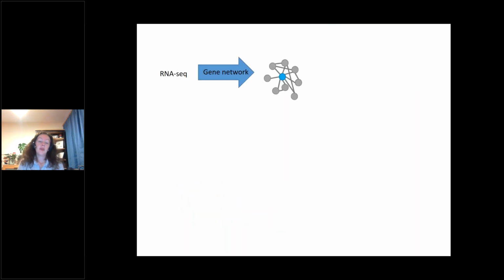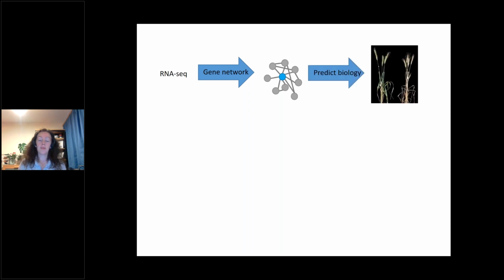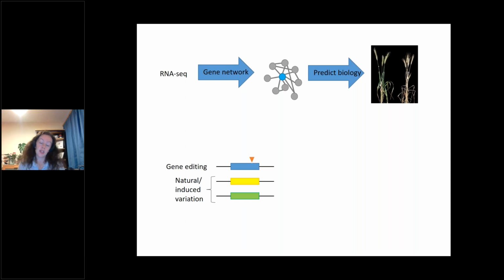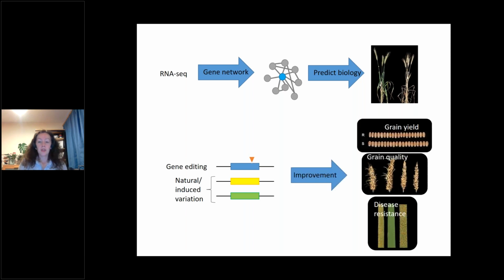Specifically, today I'm going to talk about how RNA-seq data can be used to build a gene network, and then the gene network can predict which genes will be most likely to influence our phenotype of interest. And then once we know which genes we're interested in for this specific phenotype, here I've got an example of senescence, we can start using techniques like gene editing or variation to hopefully lead to crop improvement in the trait that we're interested in.